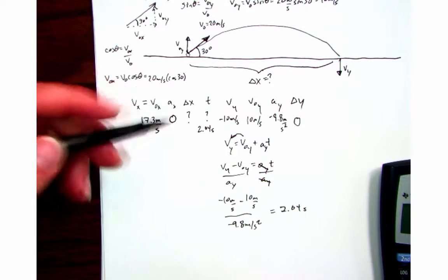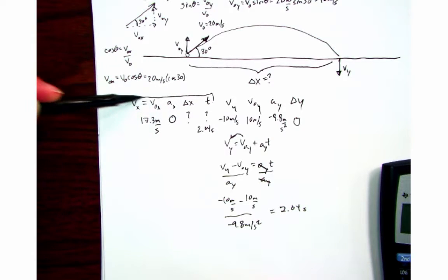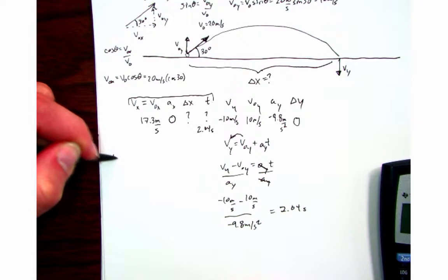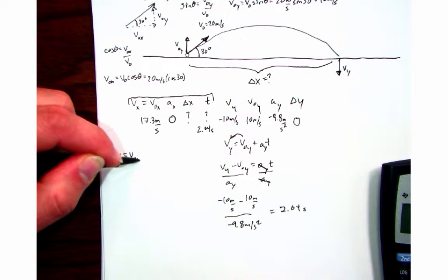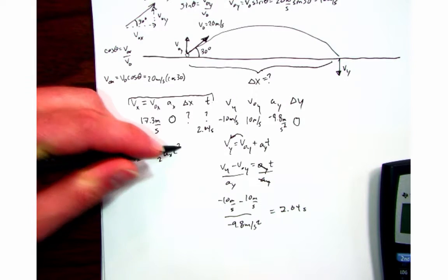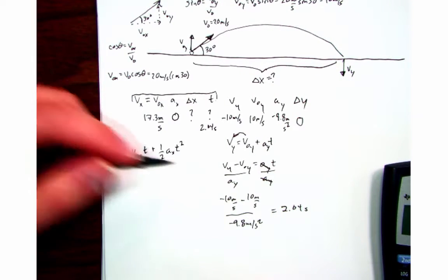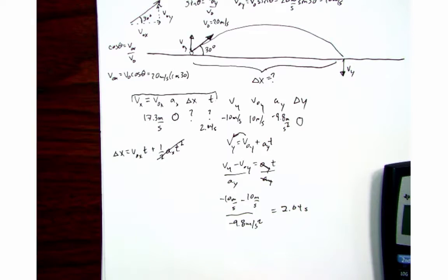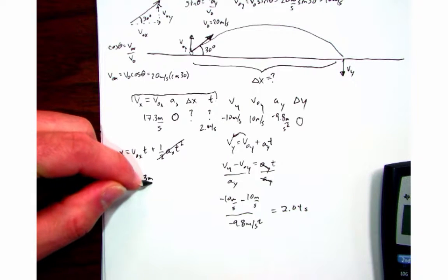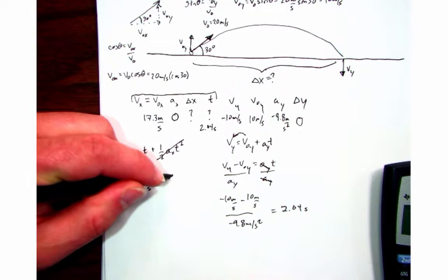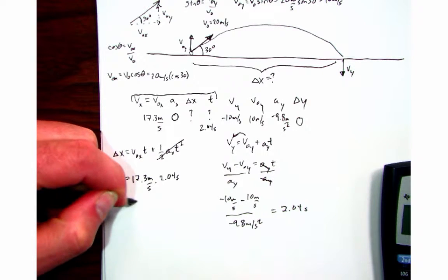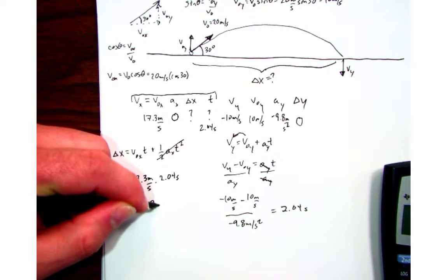All right, now in my x variables, I have everything I need. So I can go delta x equals V naught x t plus 1/2 Ax t squared. Ax is 0, so that whole term goes away. And now I just plug 17.3 meters per second times 2.04 seconds into the V naught x t, and that works out to be 35.3 meters.